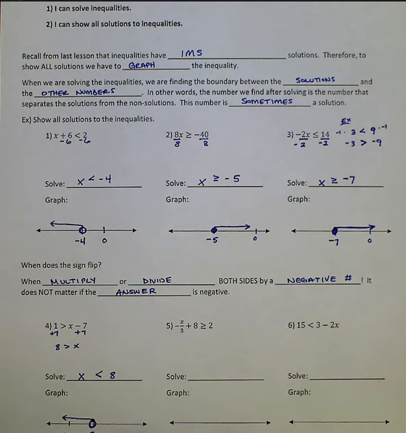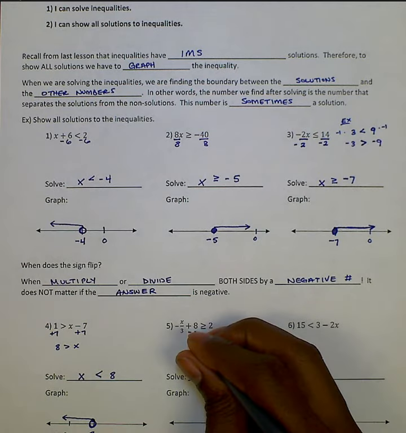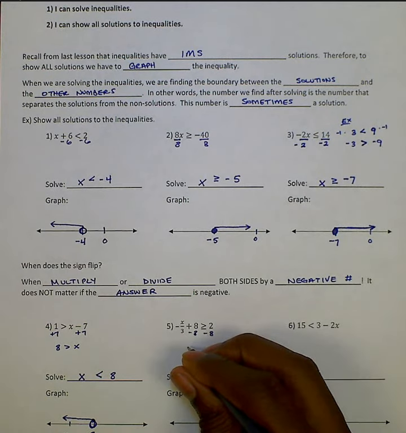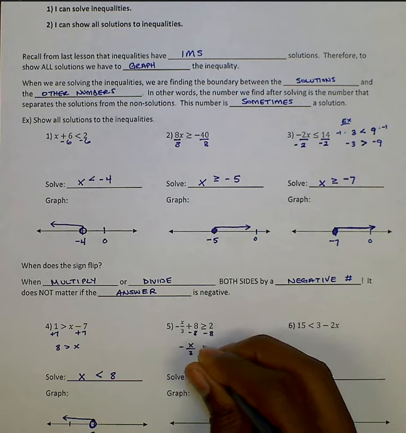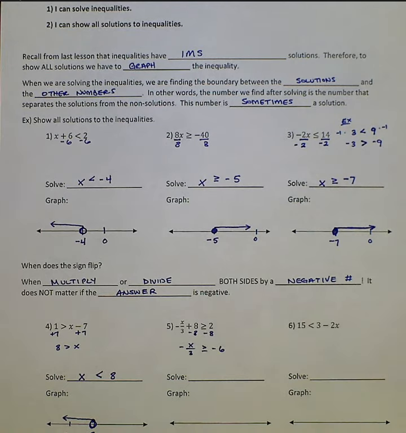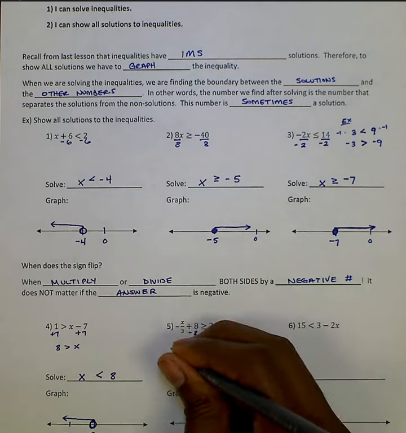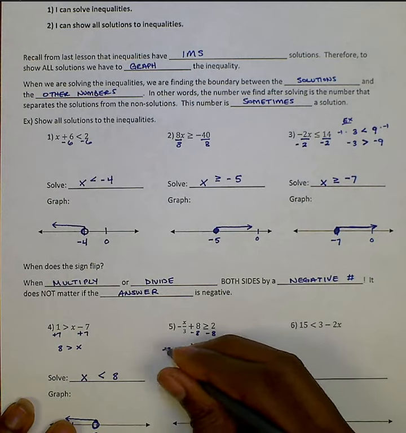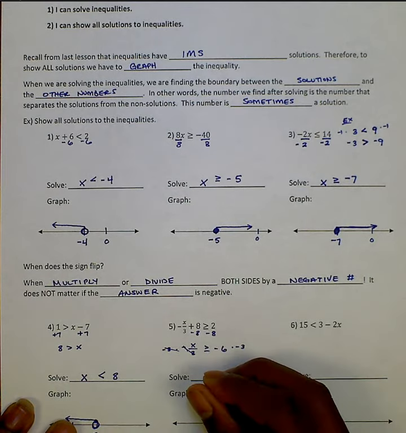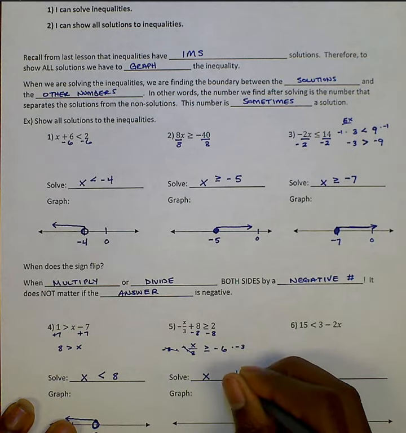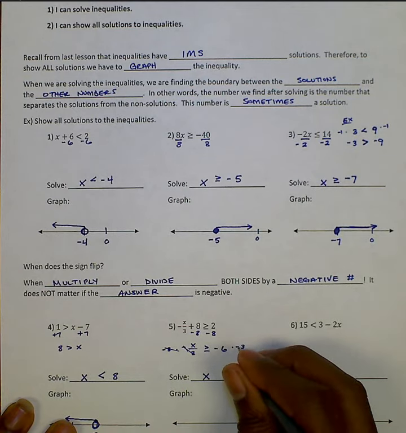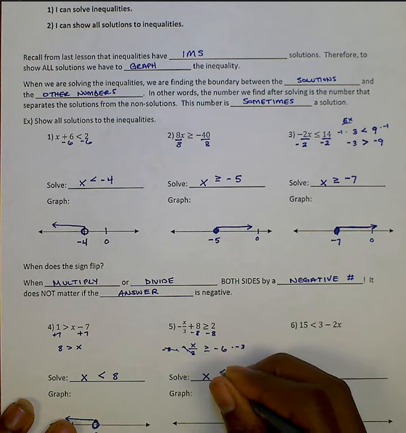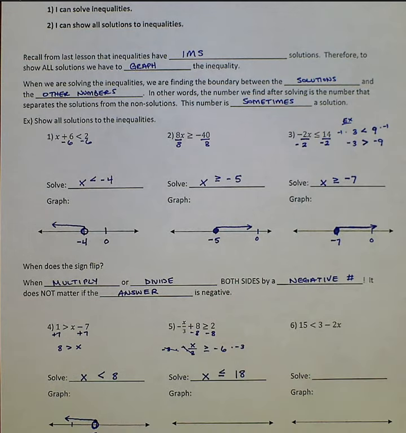Okay, number 5, let's do this together. I'm going to subtract 8 from both sides here. So I have negative x over 3 is greater than or equal to negative 6. And then I'm going to multiply both sides by negative 3. What that will do is cancel out the negative on this side, so I'll be left with x. On this side, I'll be left with 18. And because I multiplied by a negative number, I want to make sure that I flip the sign. That leaves me with x is less than or equal to 18.